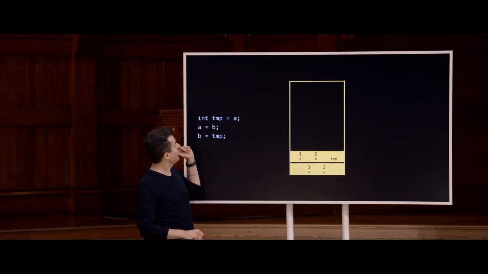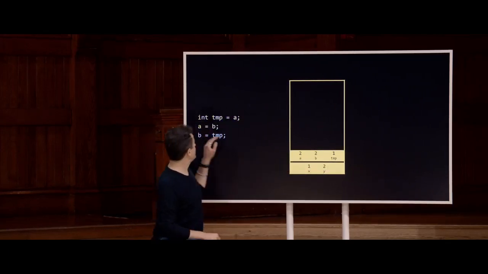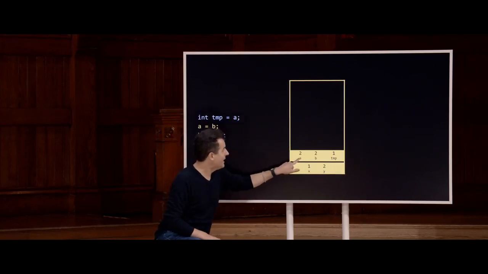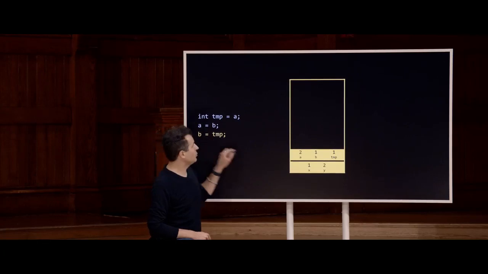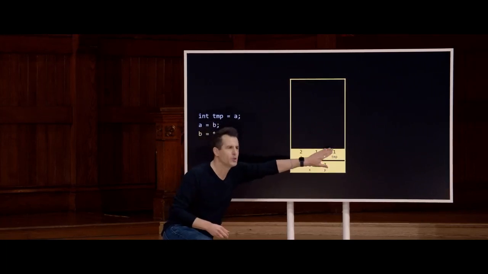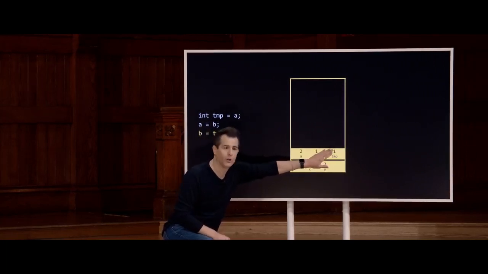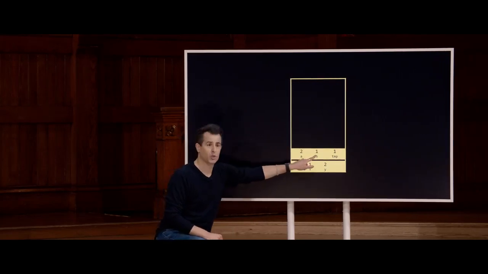If I execute the first line of code, temp equals a, temp gets a copy of a. What happens next? a equals b. So a takes on a copy of b. And now we do the final swap in the glasses. b equals temp. b gets a copy of temp. Now, we don't have to change temp because it's essentially empty, although there's the garbage value 1 that is always going to be there until we reuse that memory. The important thing, though, is that a and b have been swapped.